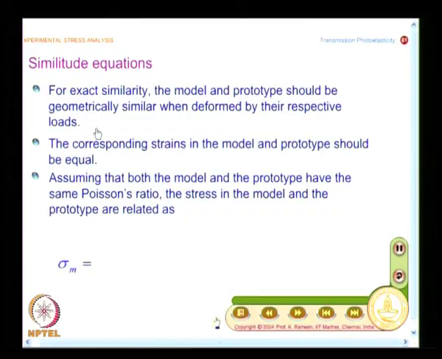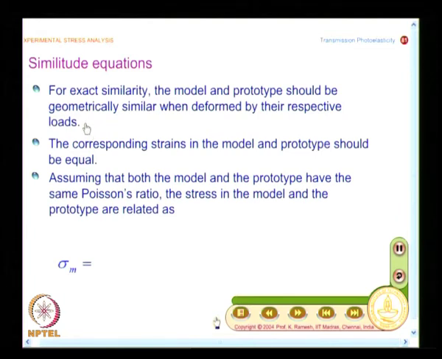apply the same load. If you apply the same load as service load in prototype, the model will break completely. So, you have to apply a load much below the actual service load, and you also develop a philosophy of how to apply the load, and what we are looking at here is the model and prototype should be geometrically similar when deformed. So, that is the issue that you take up to find out what is the load that I can apply on the model.